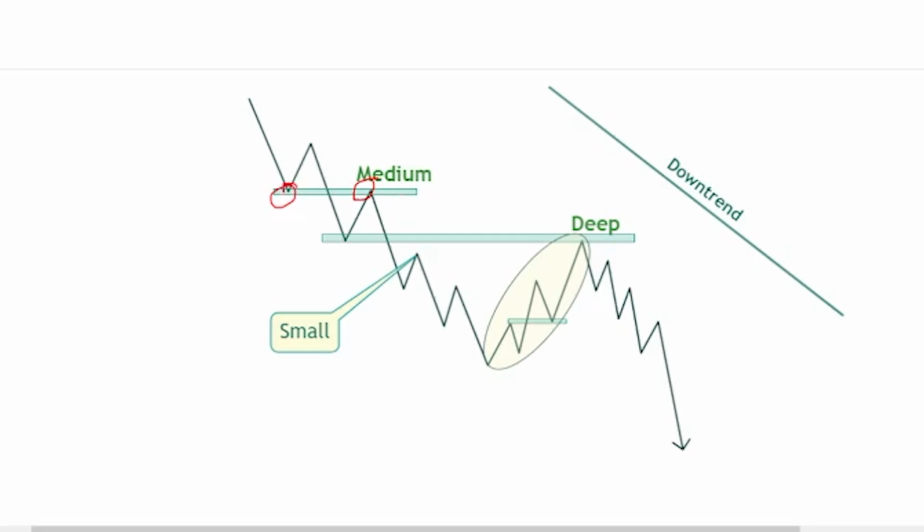So from here to this one, we got a pullback, which is medium. Why is it a medium? Because we tested the previous low and this support turned into resistance. That is a medium pullback.